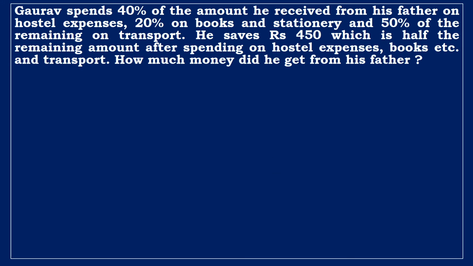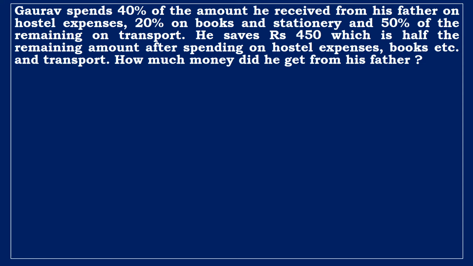Gaurav spends 40% of the amount he received from his father on hostel expenses, 20% on books and stationery, and 50% of the remaining on transport. He saves rupees 450, which is half the remaining amount after spending on hostel expenses, books, etc., and transport. How much money did he get from his father?